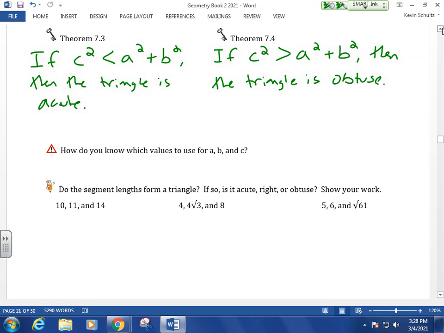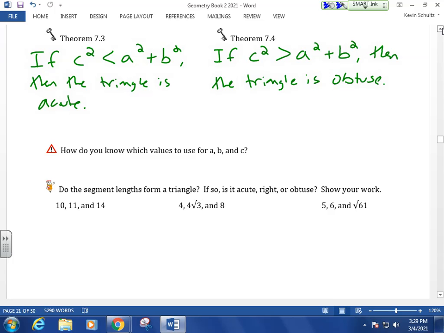So, I mean, c squared can only be one of three things when comparing it to a squared plus b squared, right? If c squared is equal to a squared plus b squared, then the triangle is right. And if c squared is less than that, it's acute. If c squared is greater than that, it's obtuse. Those are the only three options for what c squared can be when compared to the value of a squared plus b squared. And the reason why I wrote it here with the c squared first is to use the less than and greater than signs to help us remember which one's associated with acute triangles and which one's associated with obtuse triangles, right?